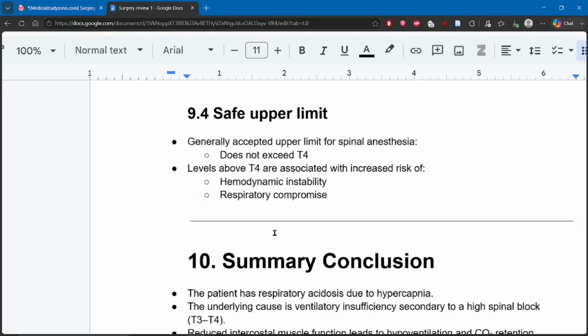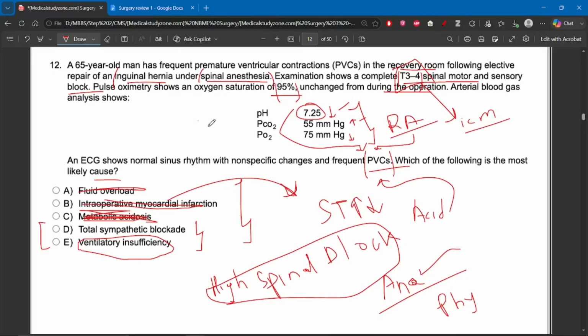Now, why can it not be a total sympathetic block? Because breathing is not a sympathetic response. Breathing is a normal response. So this makes no sense over here. Total sympathetic blockade actually means that this question would give you hypotension or bradycardia and stuff like that. But because they have only mentioned and concentrated on this aspect, the breathing aspect, that is why they're pushing us towards this answer. If they wanted total sympathetic blockade, they would have given us other clues.